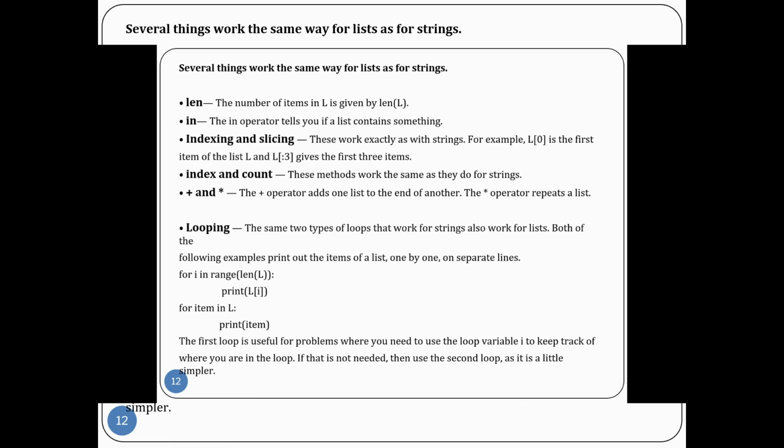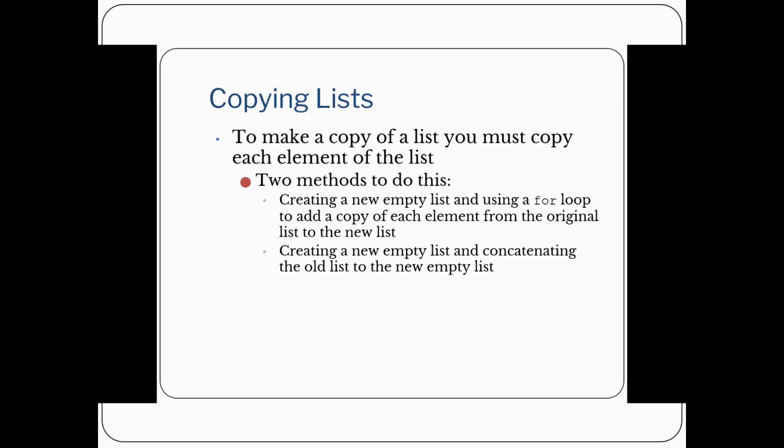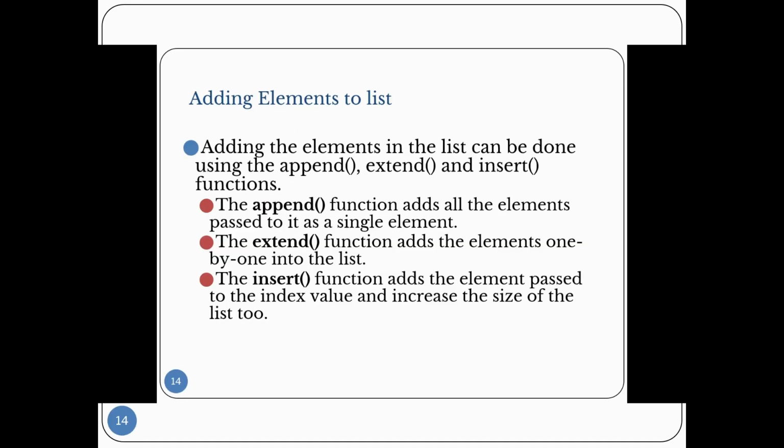So lists are mutable. Now these are the functions which work very similarly to how they work for strings. All of you know, length gives the length of a string or the length of a list, the number of elements inside the list, as output. The in operator is used to traverse the list, and the slicing operator and indexing work the same way. Now you can copy a list into another list also.